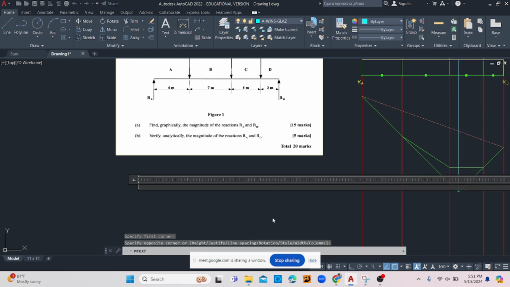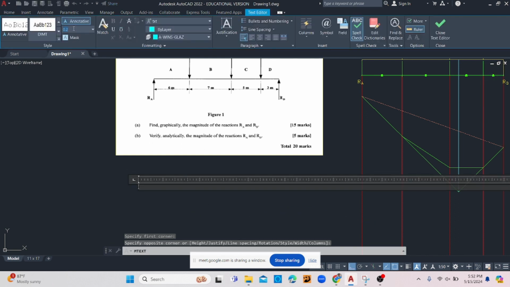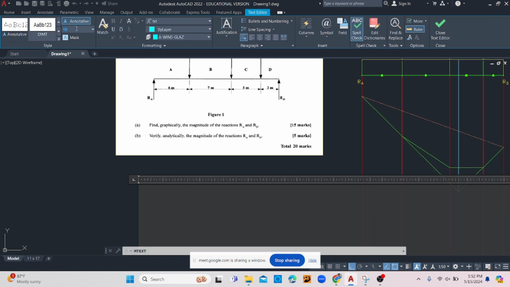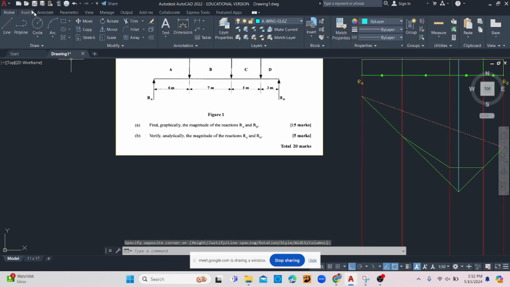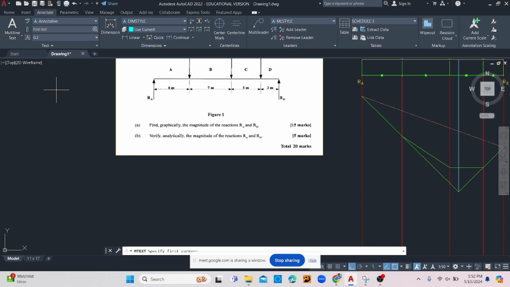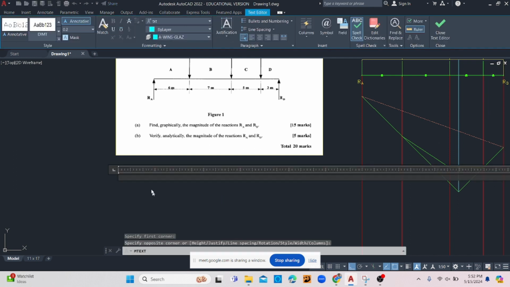I'm going to be doing everything in a text box. Everything is going to be done in a text box. Let's make it 2. Alright, cool. Annotate multi-line text. Let's go 2.